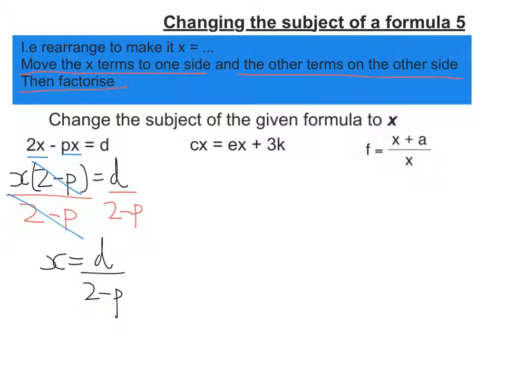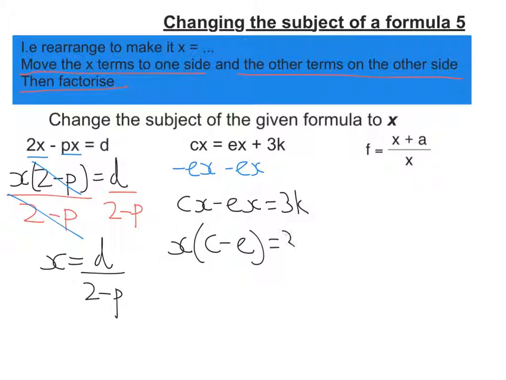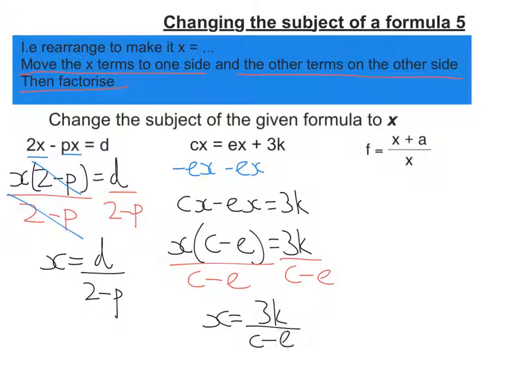Right, next one. Well, I've got cx equals ex plus 3k. So I need to get the x's onto one side. So let's do that. The x terms onto one side. So that's going to leave me with cx minus ex is equal to 3k. I can now factorise and take an x out. So that leaves me with just one x. And now I can divide by c minus e to remove that from the x side. And that leaves me with x is equal to 3k over c minus e.